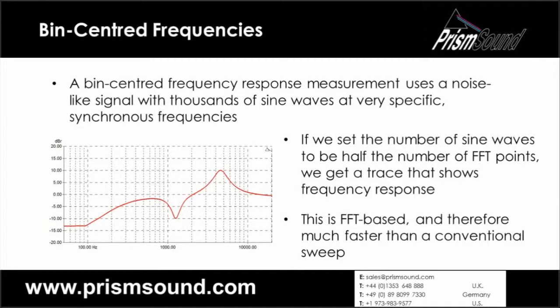In our bin-centered experiment, the minimum number of points you'd typically have is about 1,000 points, whereas it can go all the way up to 256,000 points. And if you think how long it would take you to do a conventional sweep with that many points, you'd be looking at a very long test time.